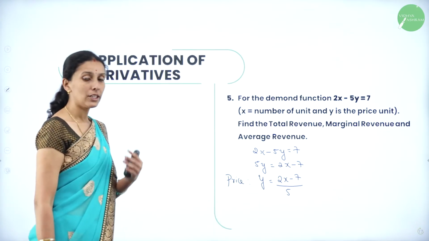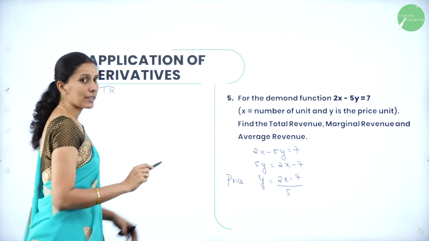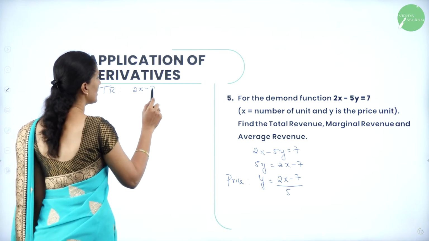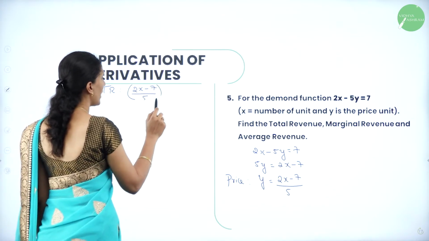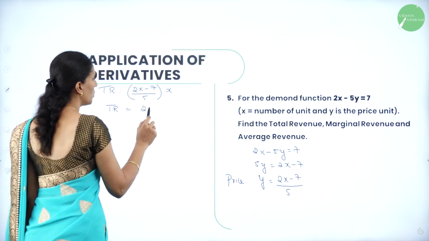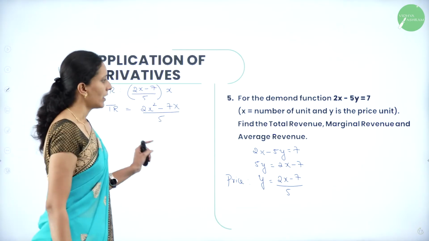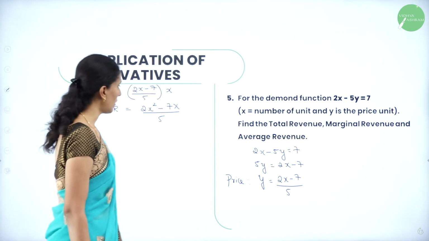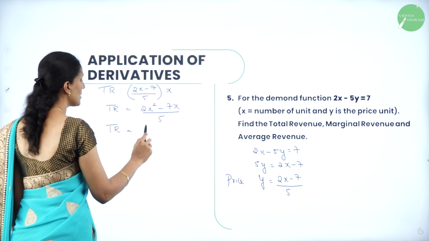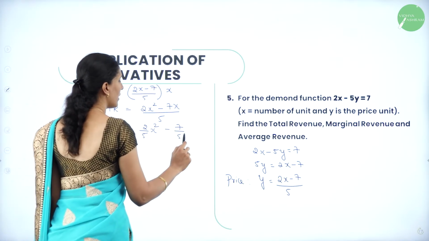Now we need to calculate the total revenue. Total revenue is nothing but price into x, that is price into quantity sold. So that is equal to 2x minus 7 by 5 into x. So therefore total revenue will be equal to 2x square minus 7x divided by 5. Next we need to calculate the marginal revenue. We can keep it separately. I can write total revenue as 2 by 5 x square minus 7 by 5 x.